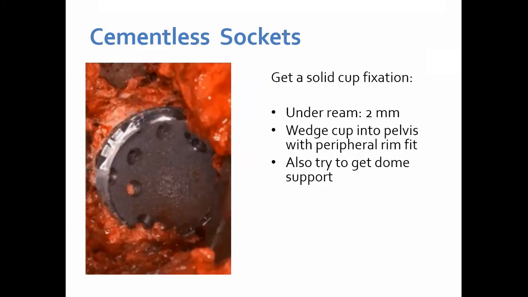To get a solid cup fixation, we typically like to do a press-fit technique, which is the friction fit of the cup against the supportive bone, and you do that by under-reaming. For most cup designs and sizes, 2 mm of under-reaming is quite right. So you can wedge your cup into the pelvis and use the grip of the acetabular rim to stabilize your cup. Of course, if you can manage to get some dome support, it would be good, but eventually the acetabular rim grip will determine the risk of cup migration.